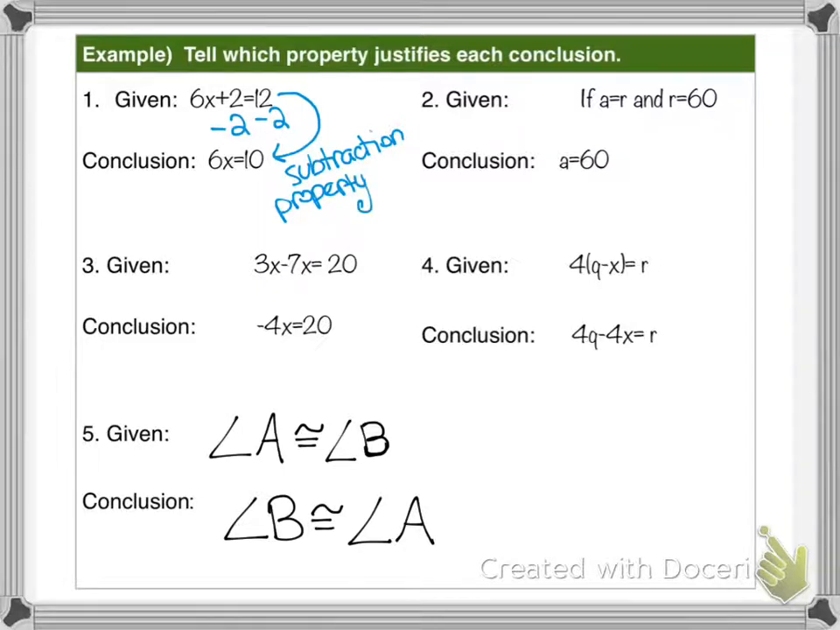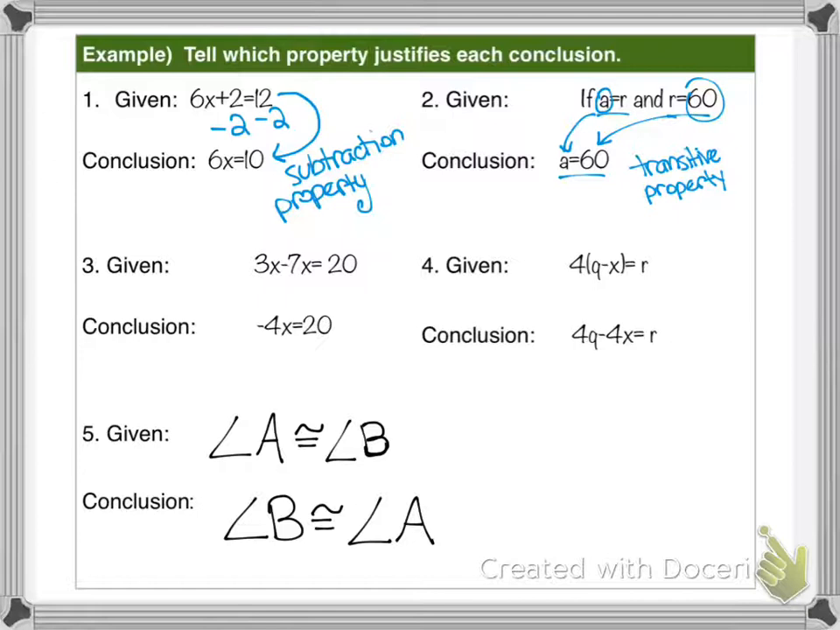Okay, let's look at number 2. If a equals r and r equals 60, then a equals 60. So it looks like I took a and then I took 60 and put them together. That is transitive property. Transitive. And you should try to guess along with me. If you can read ahead of me, do that and see if you can get it before I say it.